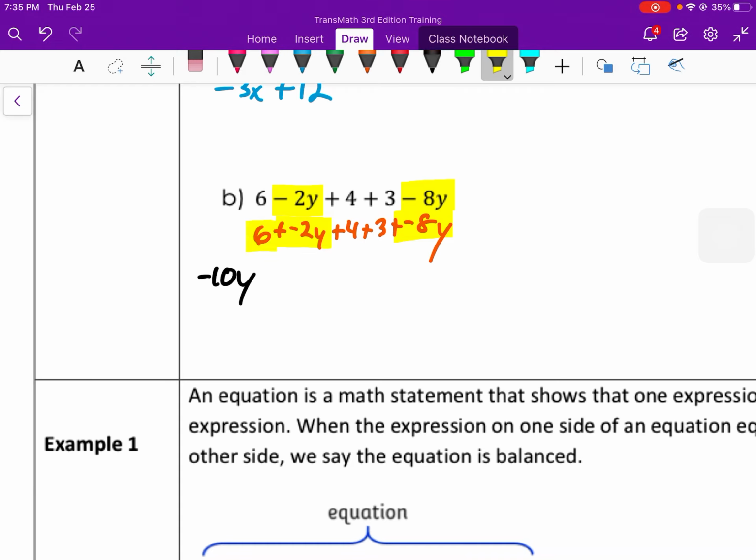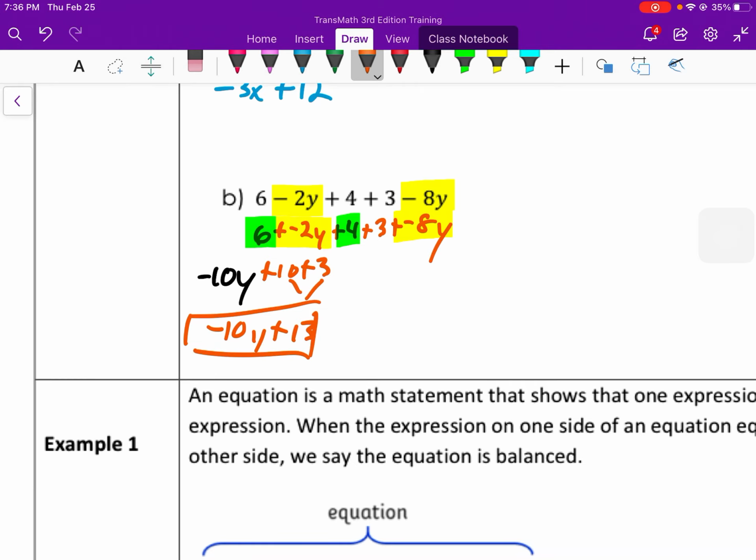Now I'll use a different highlighter to combine our constants. So 6 plus 4 is 10, plus 3, and we can combine those now. 10 plus 3 is 13. So that'll be combining like terms. Some review.